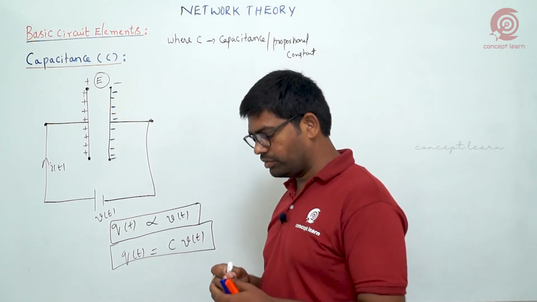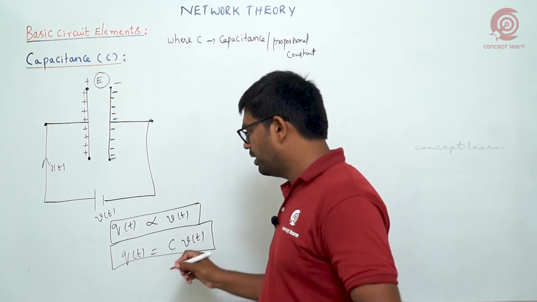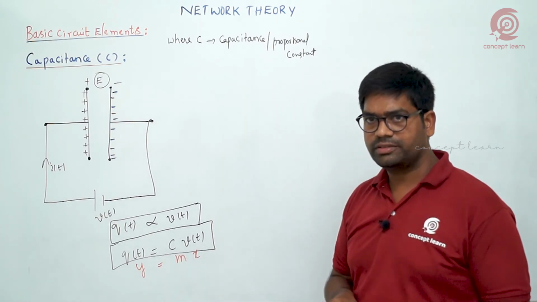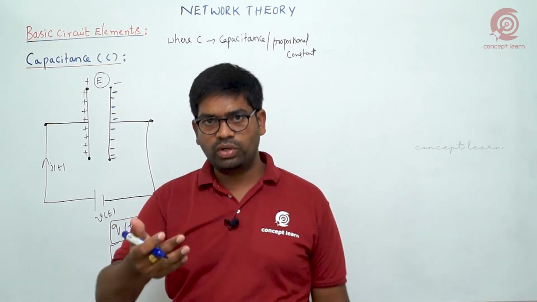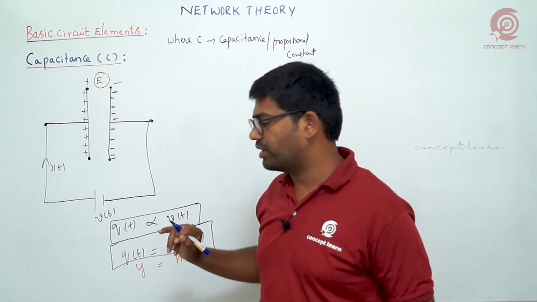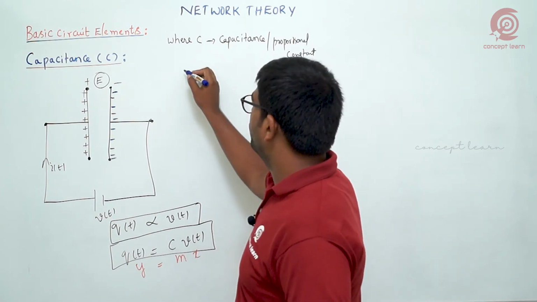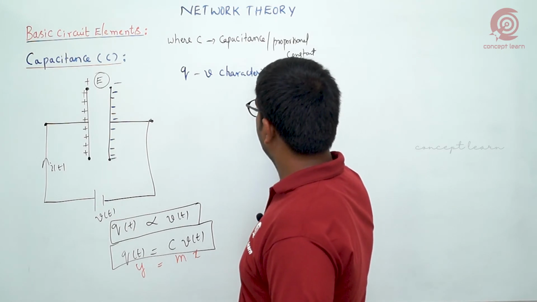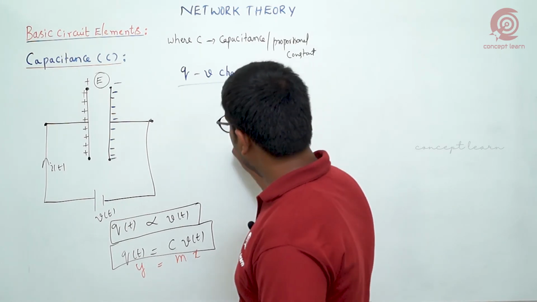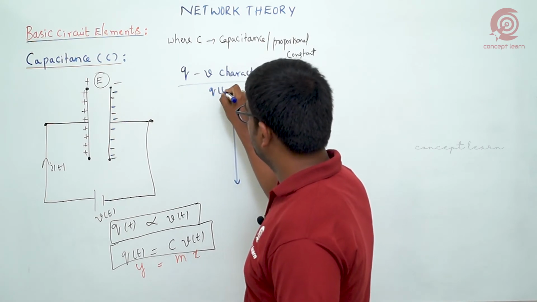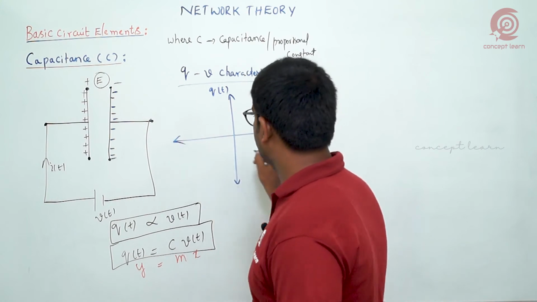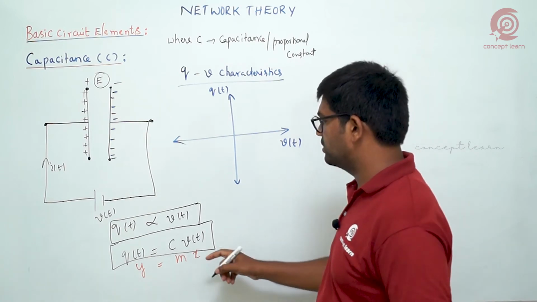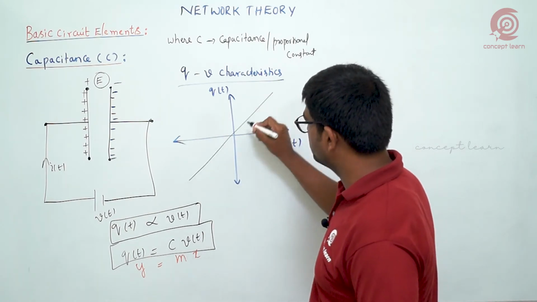Again, if you notice, the relation is similar to y is equal to mx kind of category. Once you draw that characteristics, resistor means voltage-current, inductor means flux-current, now capacitor means charge and voltage. So we are giving QV characteristics. If you draw the QV characteristics, Q, that is charge, is along the y-axis, and voltage is along the x-axis. What will be the characteristics we get? That is a straight line passing through origin.